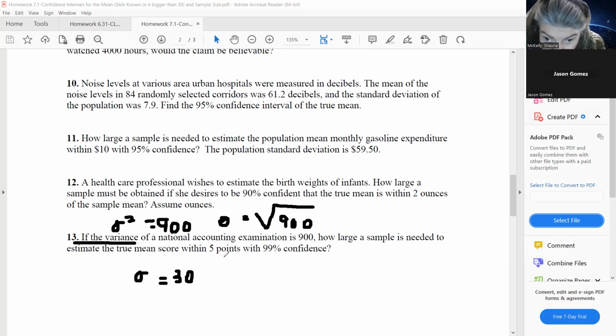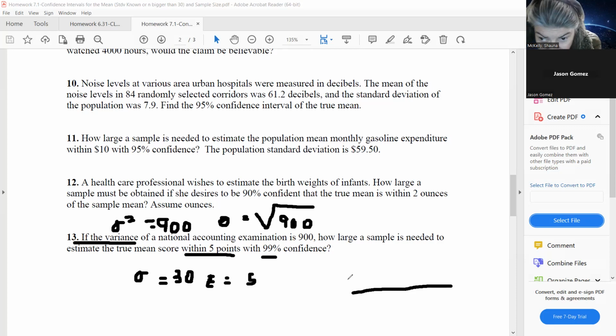My error here, remember I said go with the within? Within right here. This is my error. So my error here is 5. She gave me my error. And the other thing I need is my Z, and that I get indirectly from the percentage. So remember my Z, let's practice deriving it.